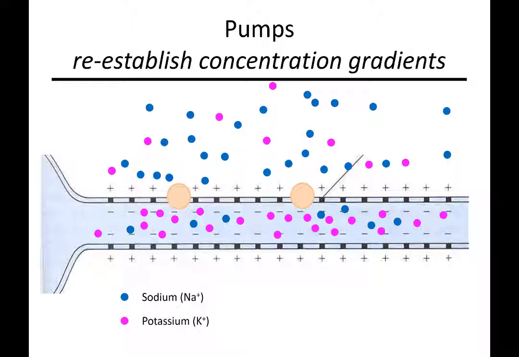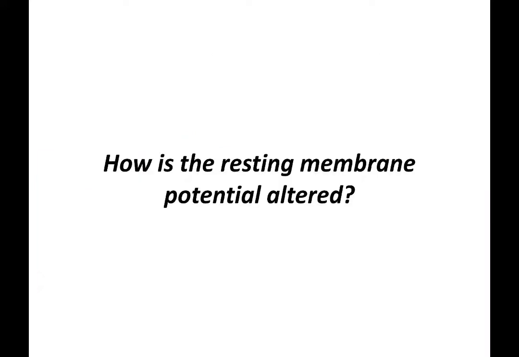We've got a buildup of sodium outside. We have a buildup of potassium on the inside. So this is resting membrane potential. How do we change it? We know how we're maintaining it. So what do we do to change it?